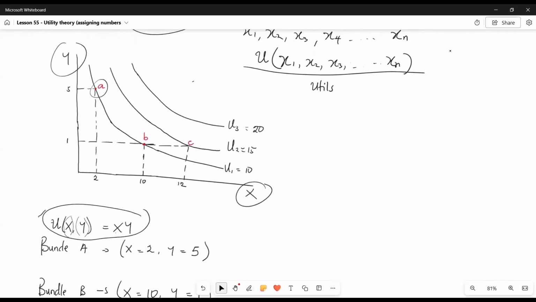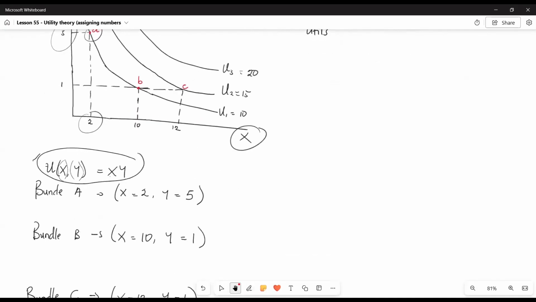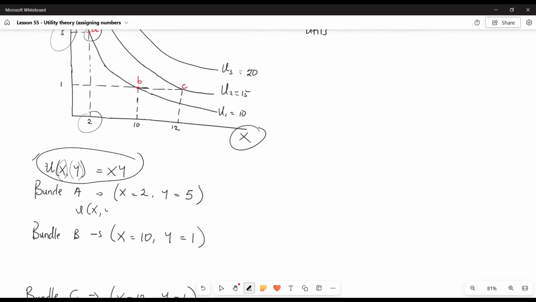Now, let's start with bundle A, which has 2 units of good X and 5 units of good Y. If we want to calculate the utility that Ava gets from this consumption, then we have utility of X and Y being equal to 2 units of good X multiplied by 5 units of good Y. Now remember that it is 2 times 5 because our utility function is X times Y. If our utility function were X plus Y, then this utility would be 2 plus 5. So different utility functions will arrive at different utilities.